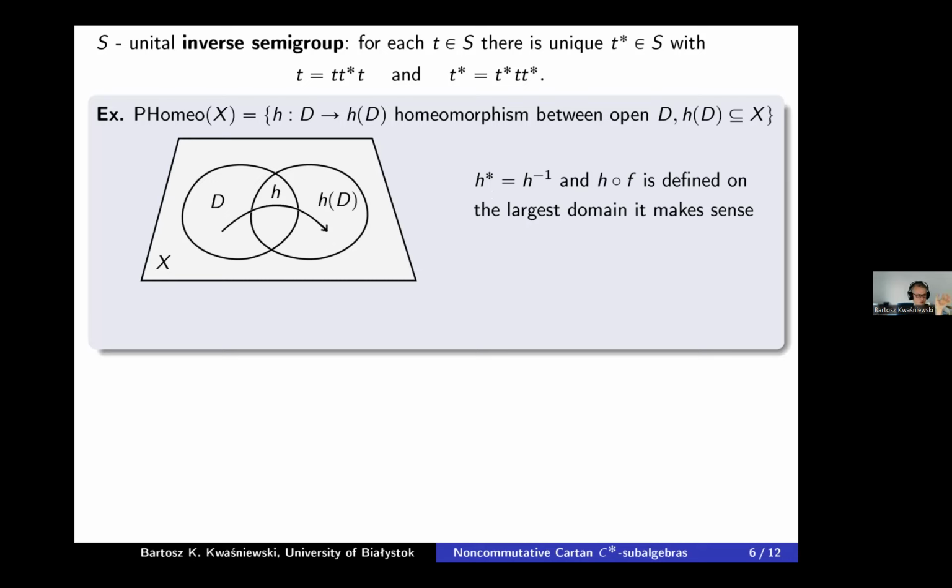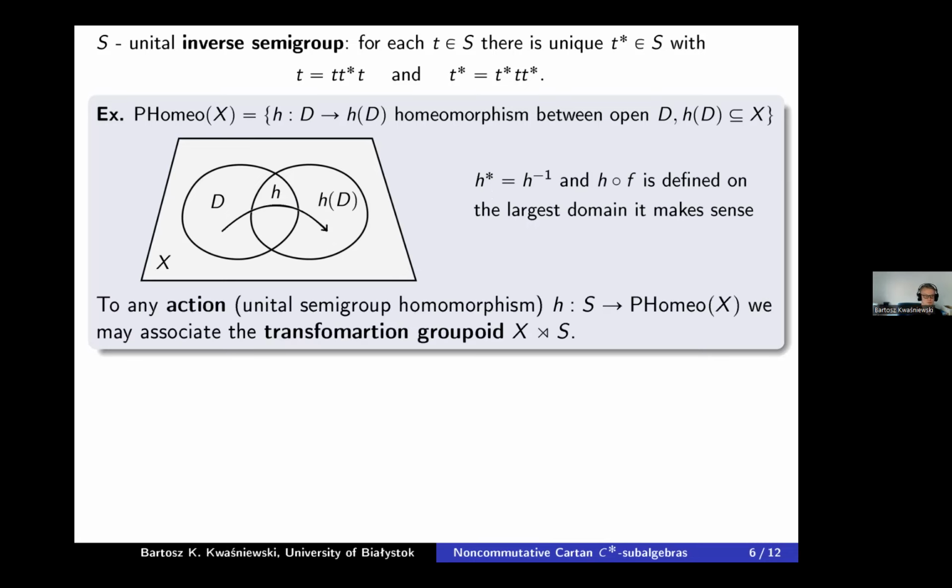So this is like a natural inverse semigroup, like a model one. So by an action, it is natural to consider just a semigroup homomorphism from S to partial homeomorphisms of X. So this inverse semigroup action is just a semigroup homomorphism from the inverse semigroup to this model inverse semigroup. And for any such action, we may construct the transformation groupoid very much in a similar way as we have done it for the group.